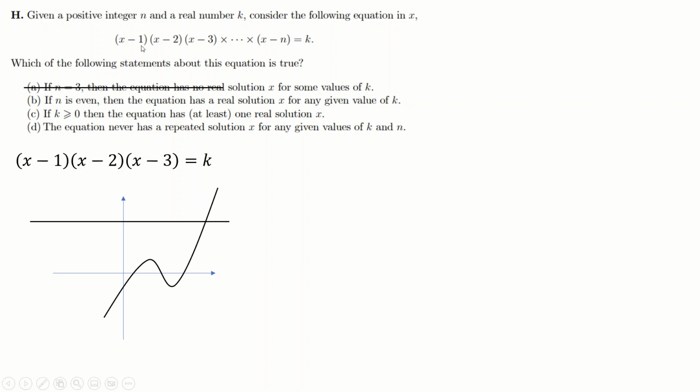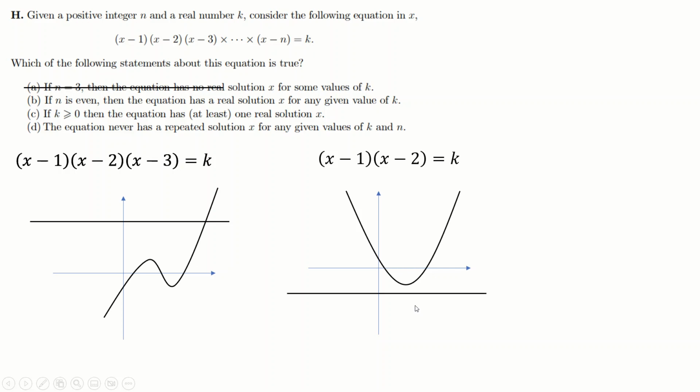Next one, if n is even, so I'm just going to choose n is 2 and choose the simplest quadratic I can, which is this. Now that looks like this. And this is saying that the equation has a real solution for any given value of k. Well, it doesn't, because I can just choose k to be negative down here, and then there's no solution, so that's false.